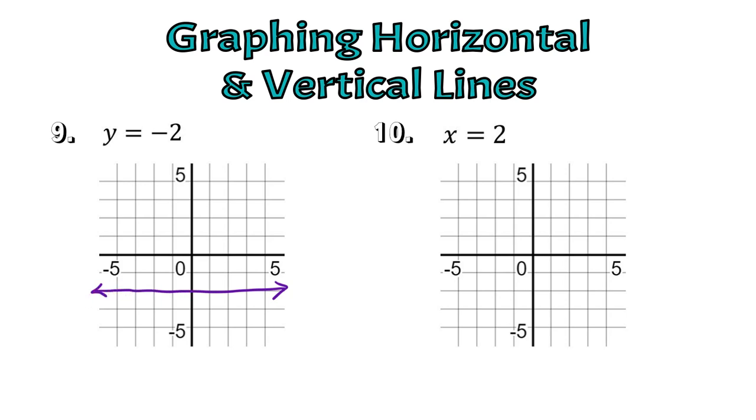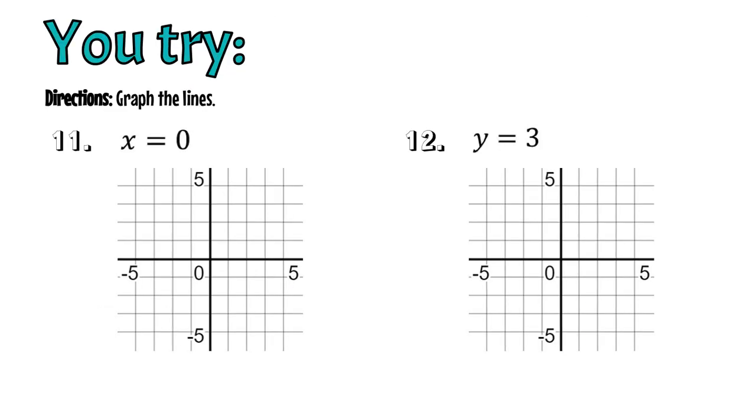Similarly, in number 10, we have x equals 2, which means that everywhere on the graph, every point on this line, x equals 2. So this is the vertical line x equals 2. Pause the video and try graphing number 11 and number 12 on your own.